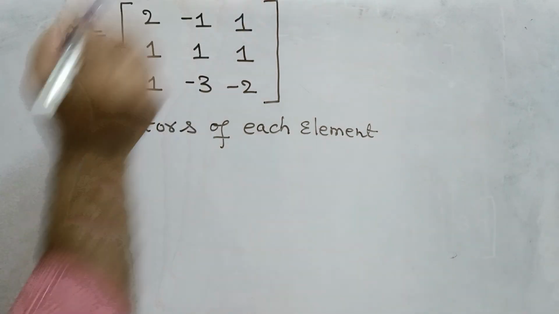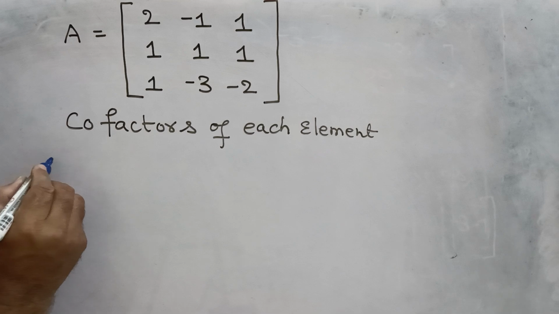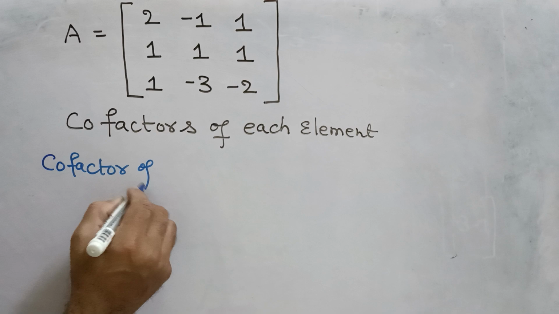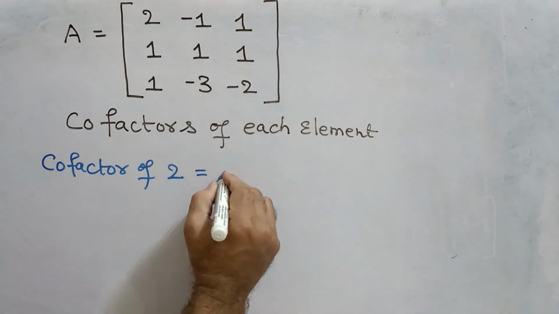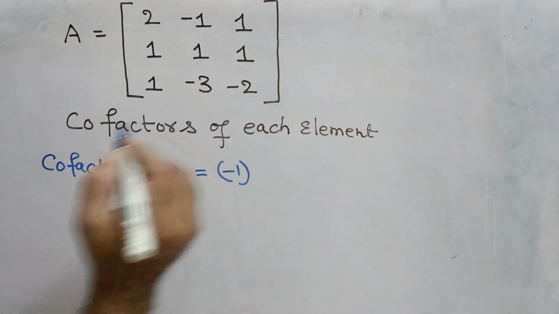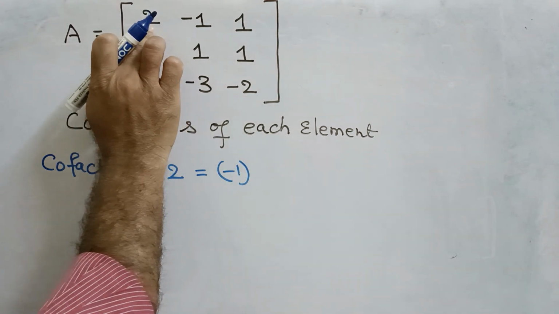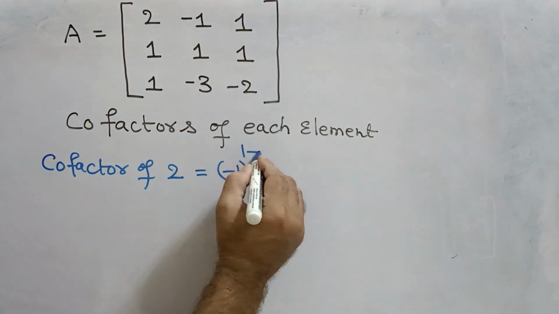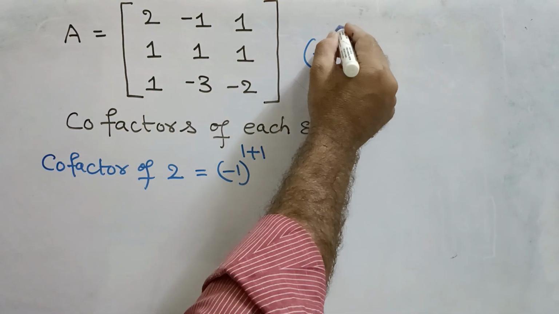Okay, cofactors. First of all, what is the cofactor of element 2? Very simple. Listen carefully. The cofactor of element 2 can be obtained like this. The formula is minus 1 whole power. It is the element in the first row, first column. Therefore, it is 1 plus 1. Actually, the formula is minus 1 power i plus j.